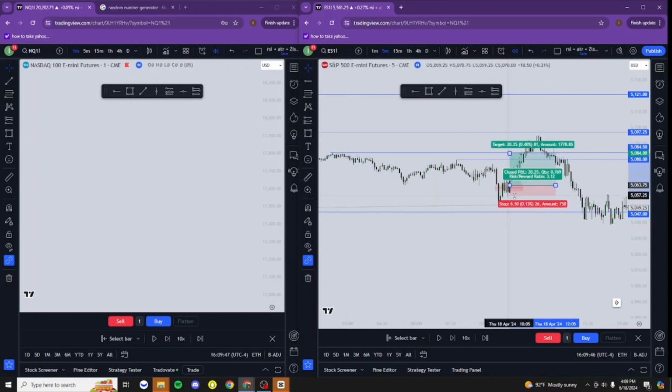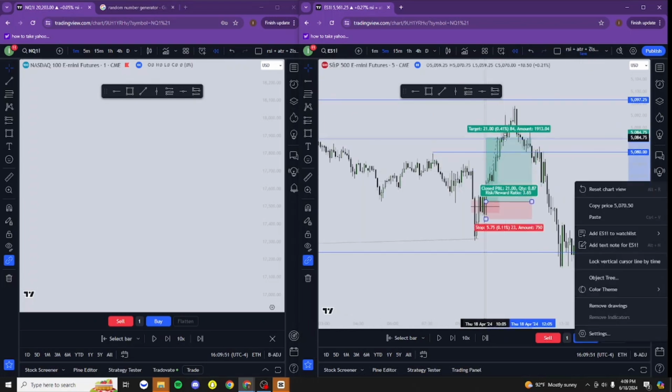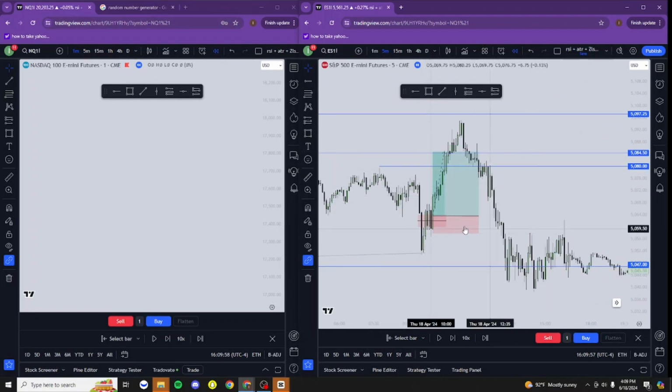This is such an easy way to trade. You're at least getting a 3 RR out of it almost every single time. And this is a random day tested, by the way. I didn't pick this day. I didn't go back in time and manipulate. This is literally a random number generator.